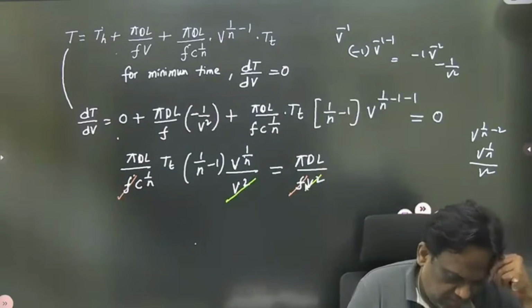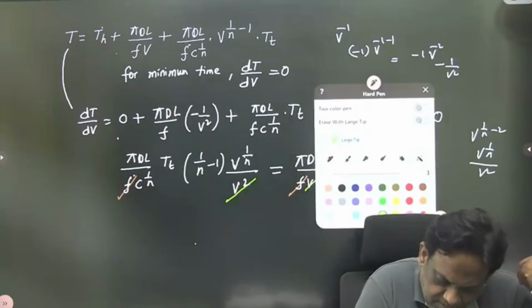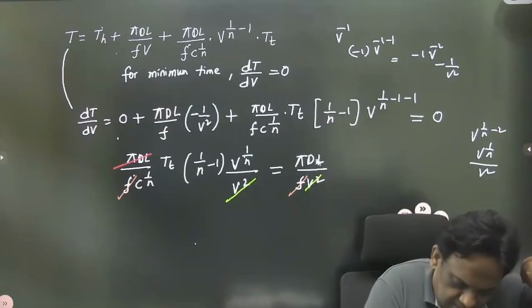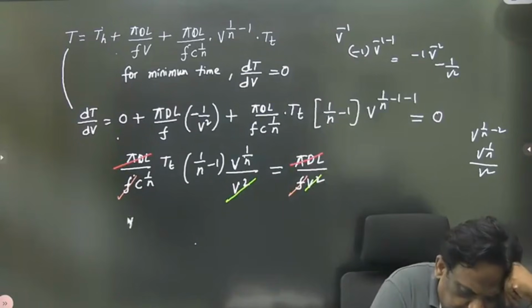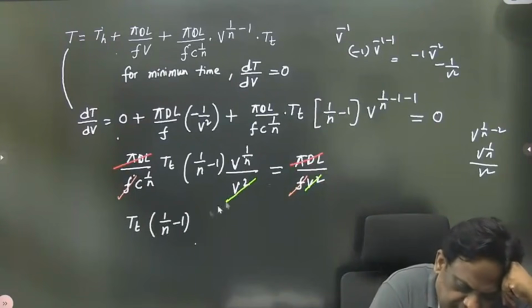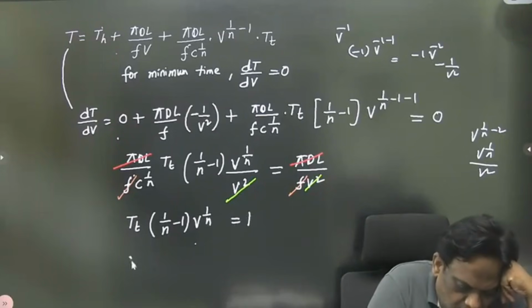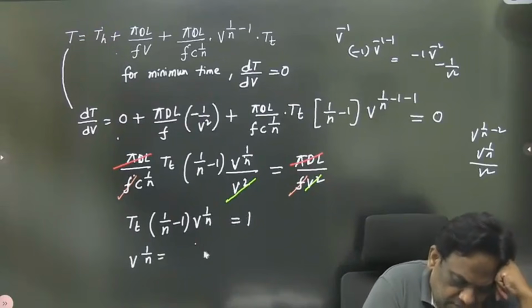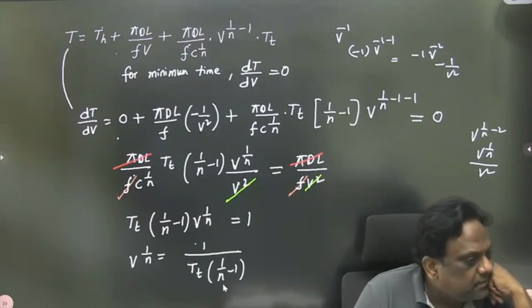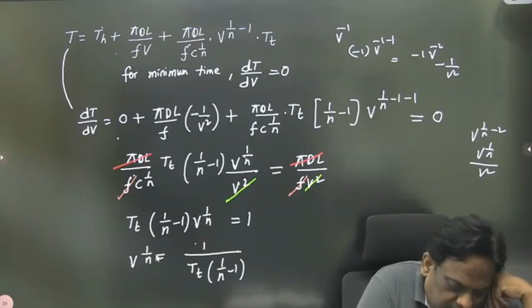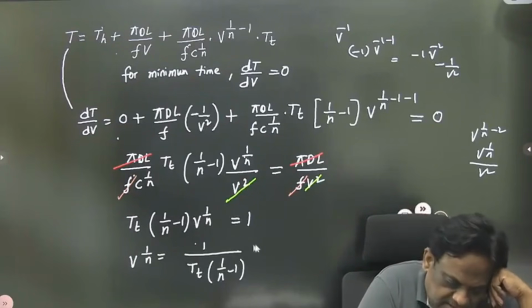This V square is gone, then I think we can cancel out pi DL is gone, so finally we are left with 1 by n TT into 1 by n minus 1. ये तो V square cancel होगा, V power 1 by n is equal to 1 by TT into 1 by n minus 1. Any problem, sirs? 100% correct, sirs.